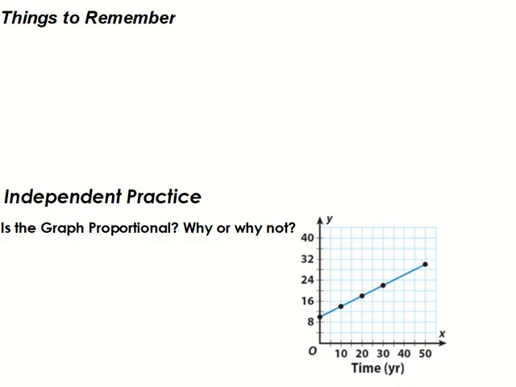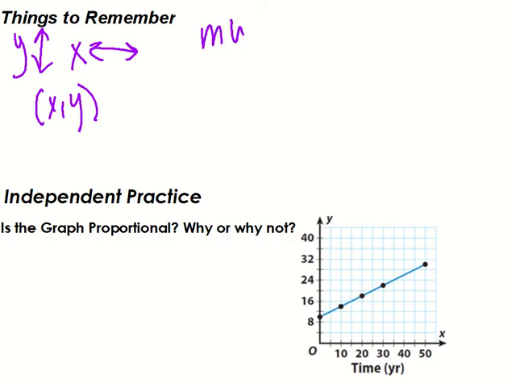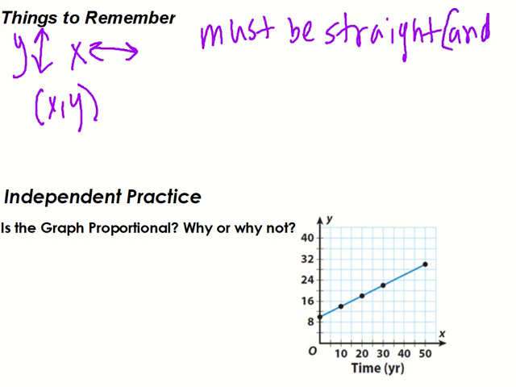So things to remember. Remember, the y is the up, down. The x is the left, right. Okay, the points are always written as x and y. And that a proportional relationship must be straight and go through the origin. It cannot be one or the other.